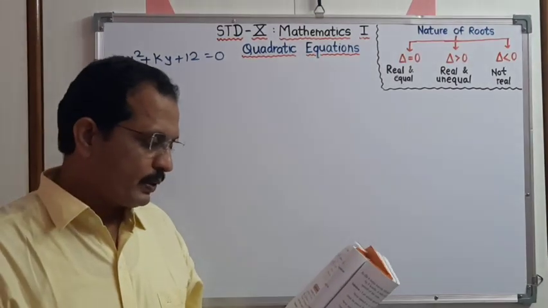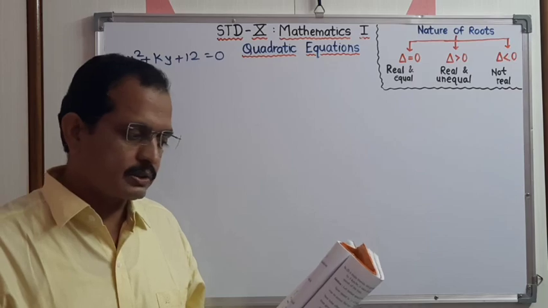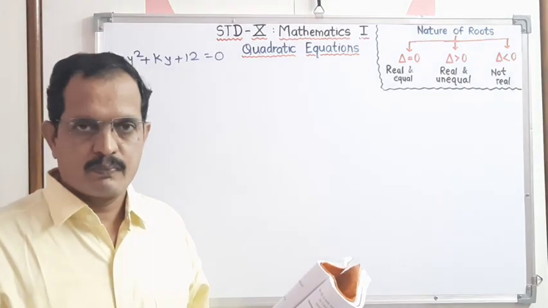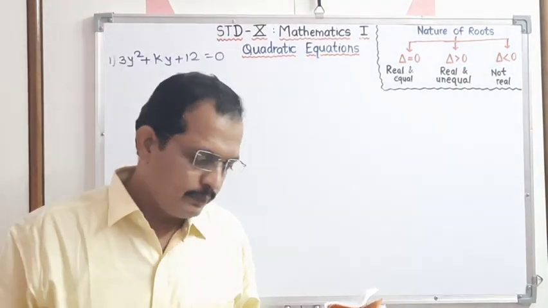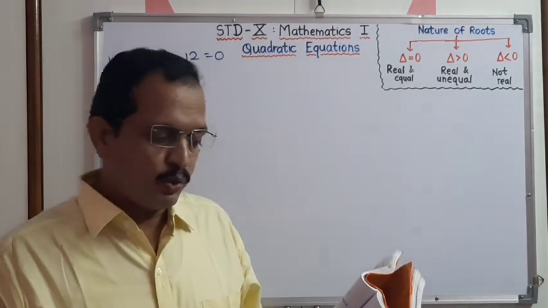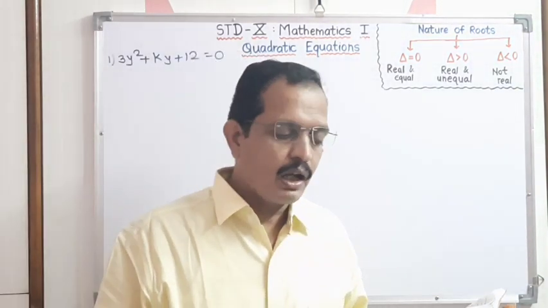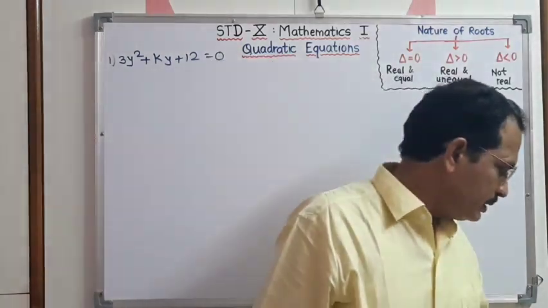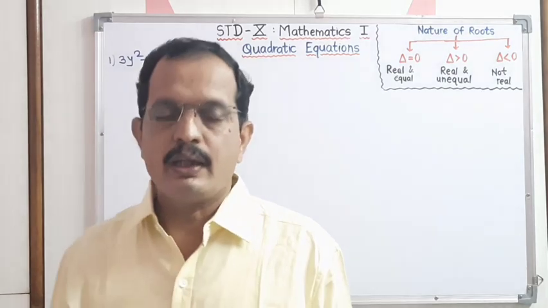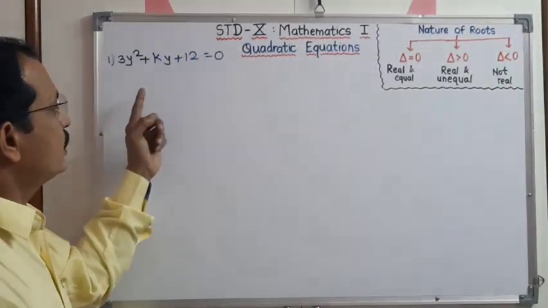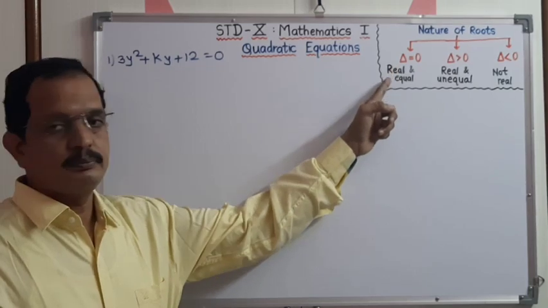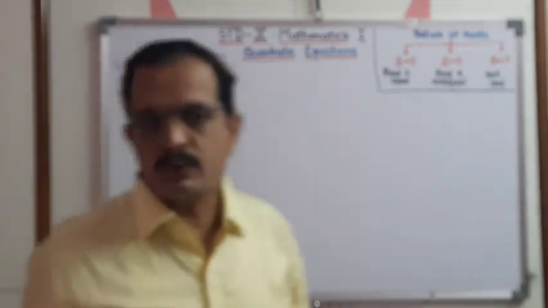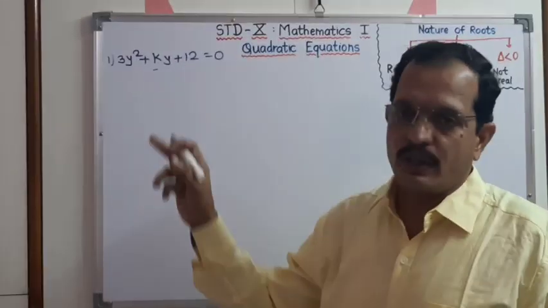The roots of each of the following quadratic equations are real and equal. Find the value of k. See, I will read it again. The roots of each of the following quadratic equations are real and equal. Find the value of k. In this, two equations are given and each equation has real and equal roots, and we have to find out the value of this k. That means we have to find out the coefficient of this y.